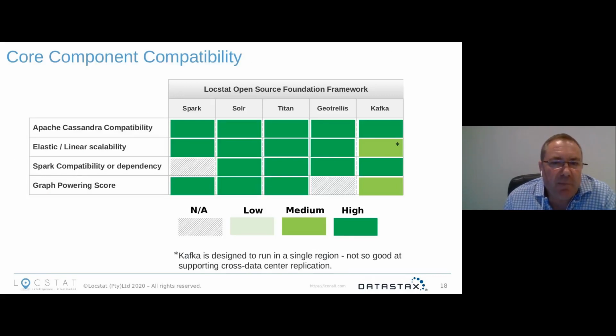And then, of course, if you look at the metrics, obviously graph powering was quite important, but we used a sort of a scoring system to link the different products based on Apache Cassandra's capability. Then, of course, very important, elastic and linear scalability, Spark compatibility or dependencies, and then that score. The only real issue there that we found was probably with Kafka. Kafka is fine in a single region, but as soon as you go across data centers from a replication point of view, one can run into problems. It's not insurmountable, but it can create problems.